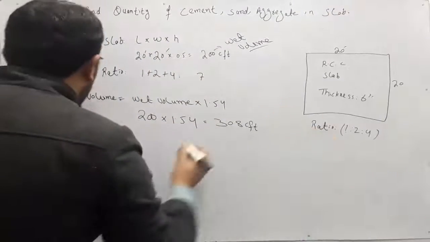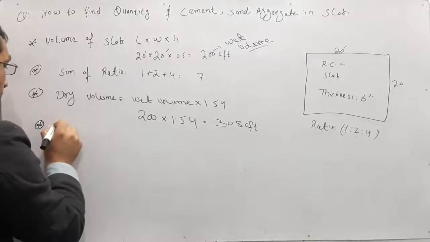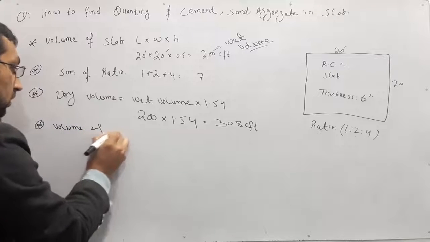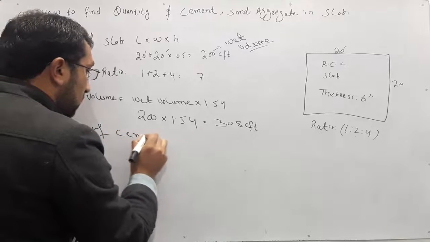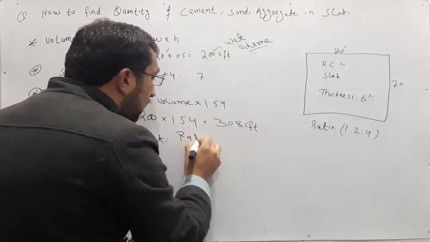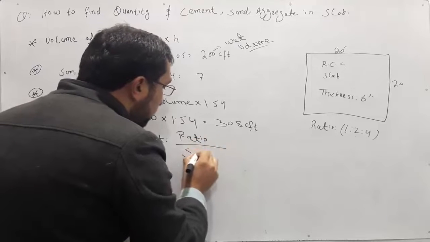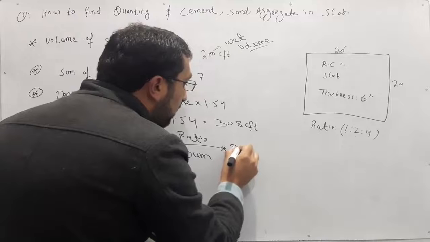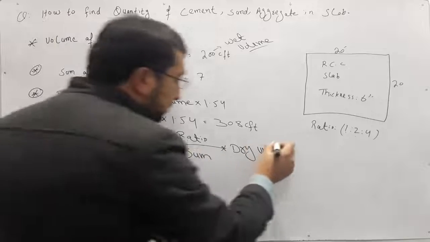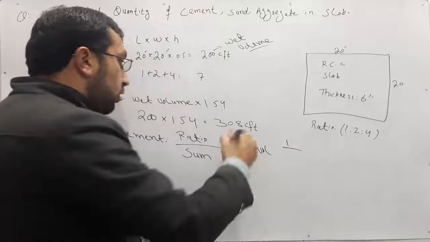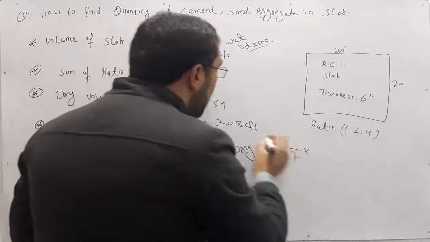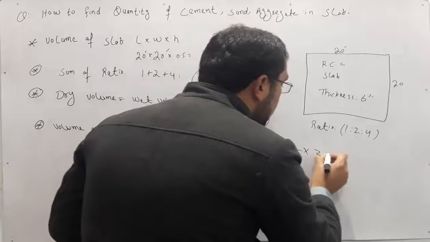So first of all, I will find cement. The formula is ratio divided by sum, multiplied by dry volume. The ratio is one. I'll divide by 7, the sum, which is 7. I'll multiply by dry volume, 308.